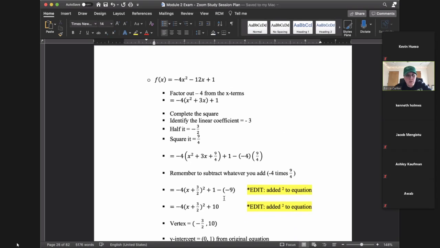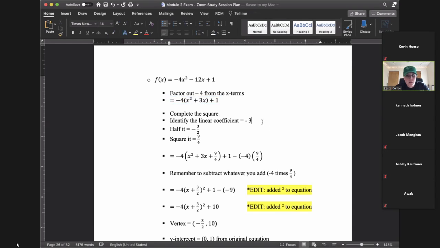All right, doing another one. F of x equals negative 4x squared minus 12x plus 1. Factor out a negative 4 from the x terms, so that gives us negative 4 times x squared plus 3x plus 1. To complete the square, we're going to identify the linear coefficient. So in this case, it's negative 3. That should have been a negative 3.